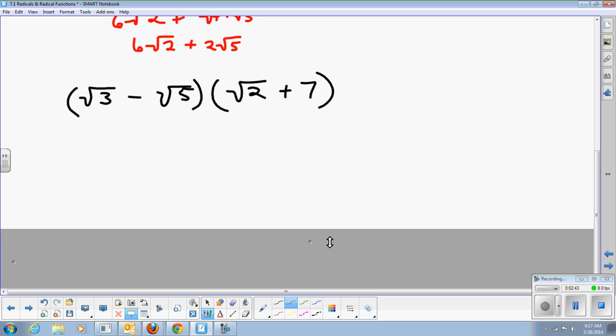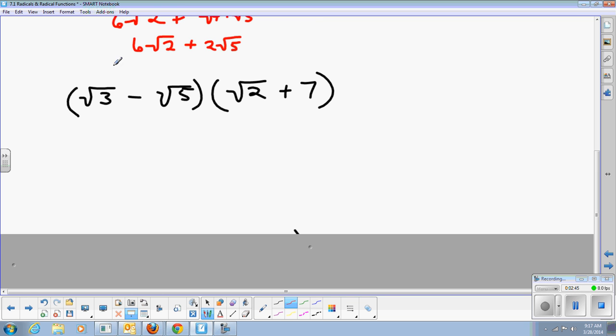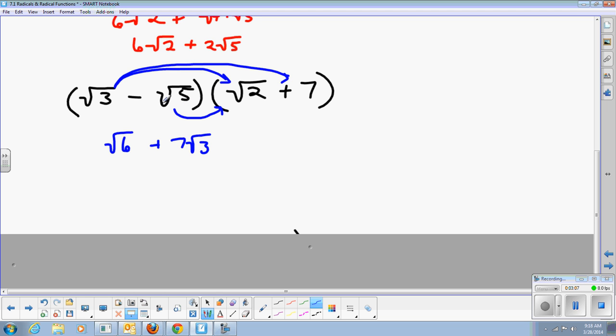Example 2. Here we go. We have a binomial times a binomial. Square root of 3 minus square root of 5 times the square root of 2 plus 7. All right, so let's do the square root of 3 times the square root of 2 is the square root of 6. Square root of 3 times 7 is plus 7 times the square root of 3. Then I have a negative times the square root of 5 times the square root of 2. So that's a minus square root of 10. And then I have the negative square root of 5 times 7. So then it's minus 7 times the square root of 5.